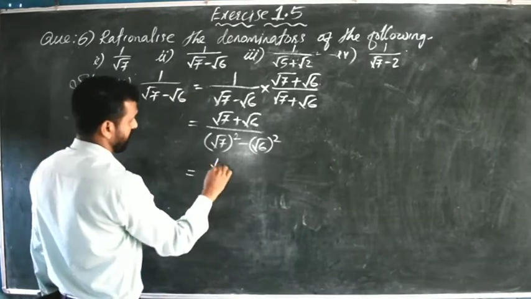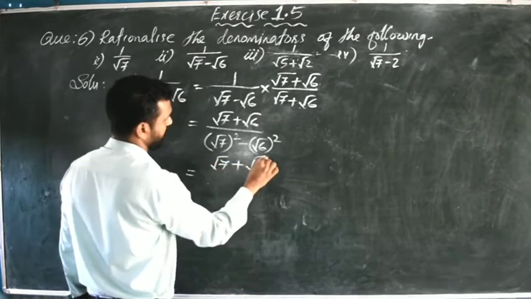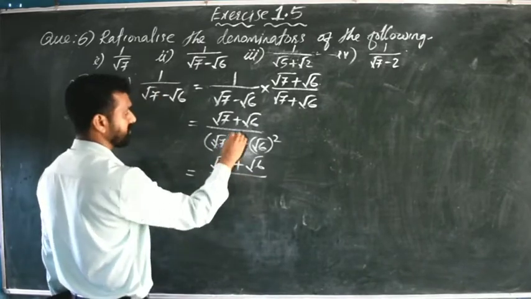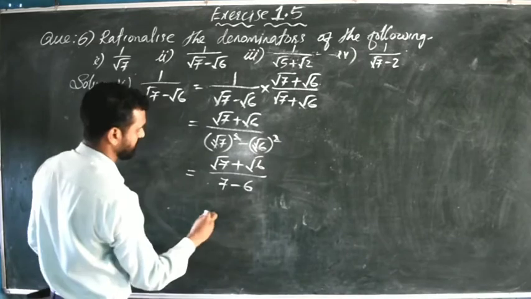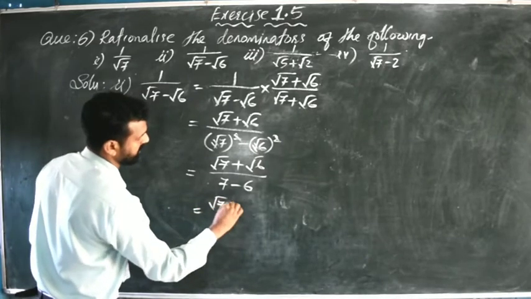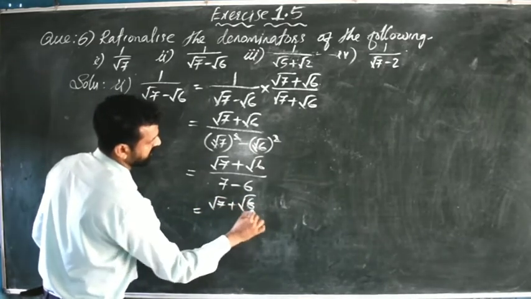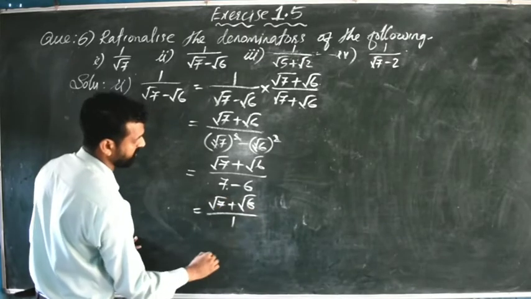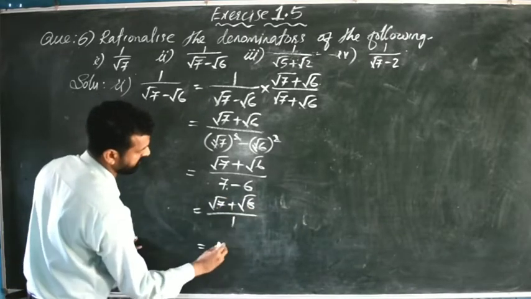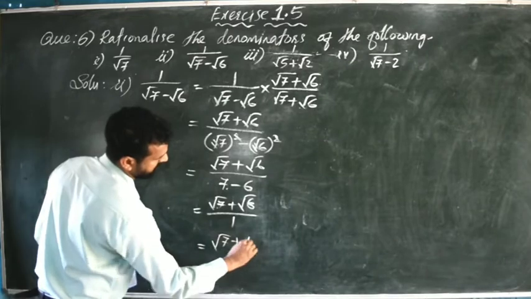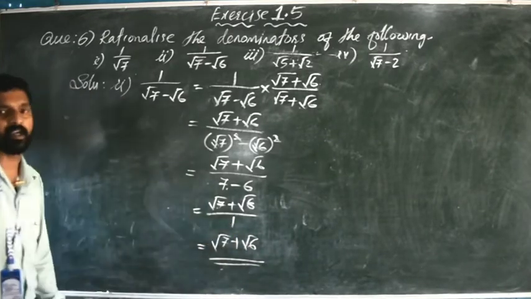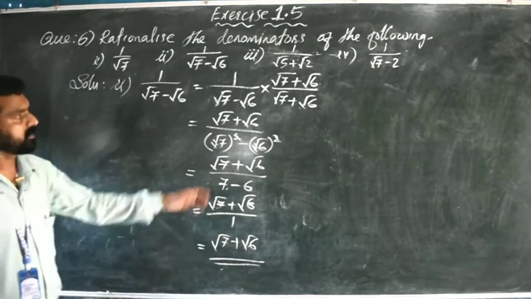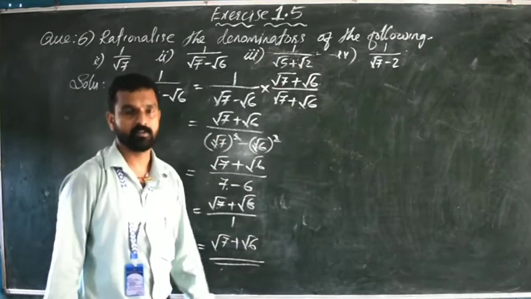That is equal to root 7 plus root 6 divided by, the square and root cancel, 7 minus, the square and root cancel, it will come 6. That is equal to root 7 plus root 6 divided by 7 minus 6, that is 1. Root 7 plus root 6 divided by 1. What is the answer? Root 7 plus root 6. That is the answer. Now the denominator has become a rational number. So question number 2, 3 and 4, you do by yourself.